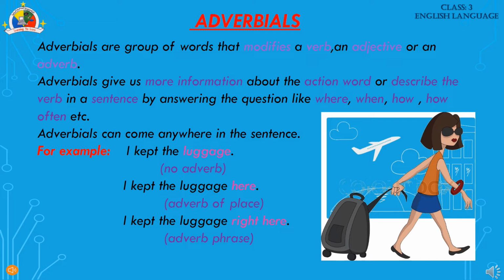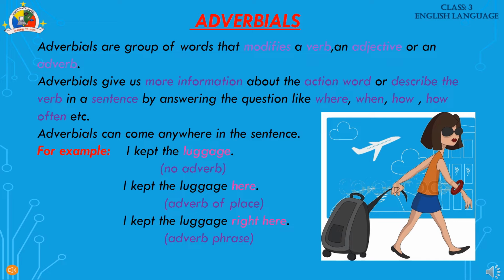Now move on to learn adverbials. Adverbials are a group of words that modifies a verb, an adjective or an adverb. Adverbials give us more information about action words or describe the word in a sentence by answering questions like where, when, how often, etc. Adverbials can come anywhere in the sentence.